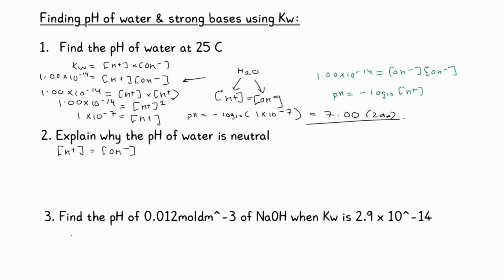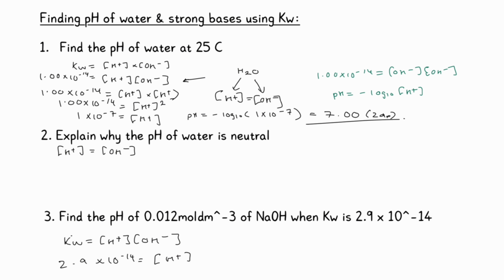Perfect. Question 3. Find the pH of 0.012 mol dm^-3 of NaOH when Kw is 2.9 times 10 to the minus 14. So, this time we know our Kw, but straight away, first things first, let's write our Kw expression. Our Kw is 2.9 times 10 to the negative 14.